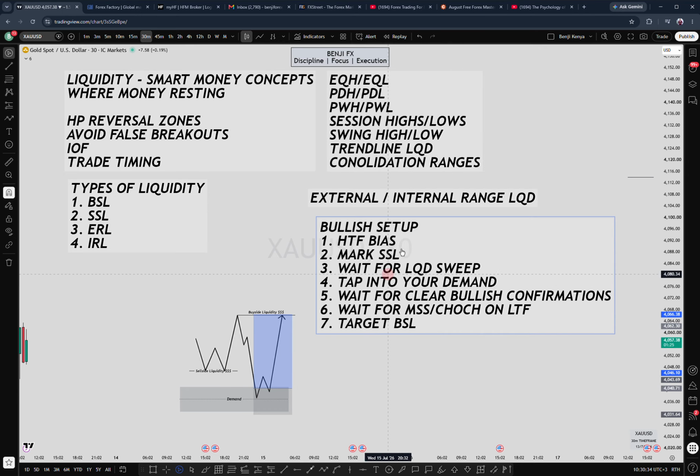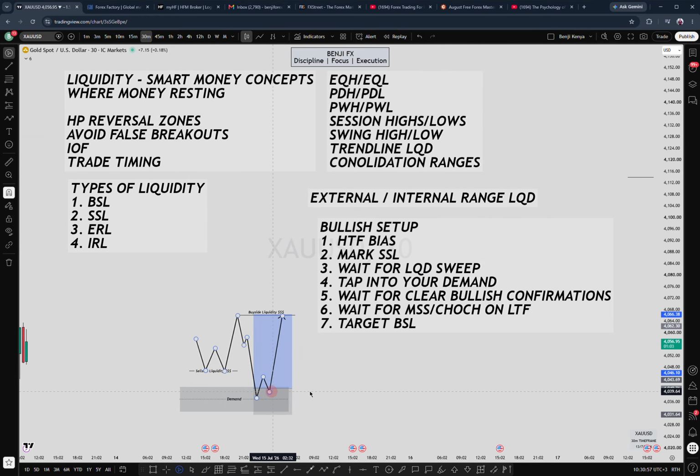Now you're going to be able to mark your buy side liquidity. Wait for a clear liquidity sweep. Wait for the market to tap into your supply. Wait for clear bearish confirmations. Wait for a market structure shift or change of character on a lower time frame. Then target sell side liquidity. Now that's for the bearish market. So the opposite is true.